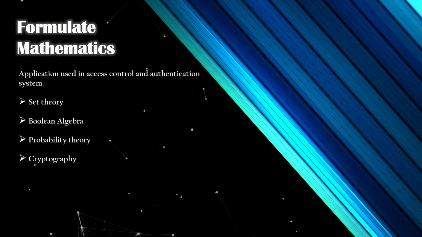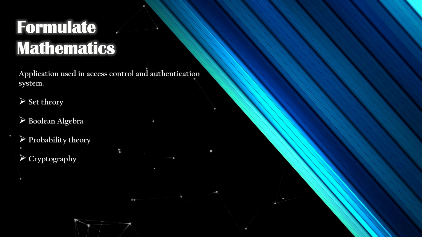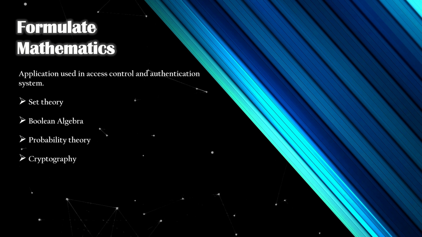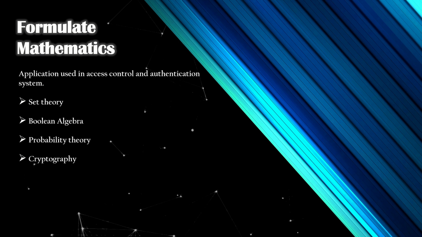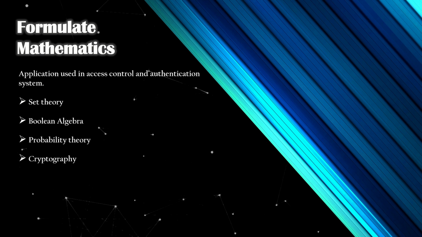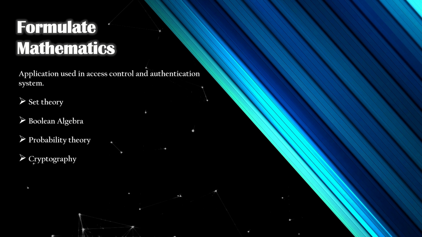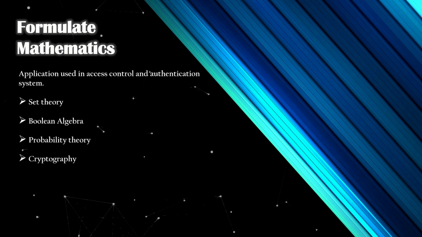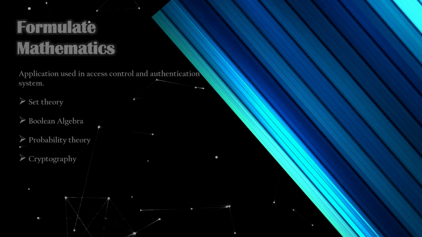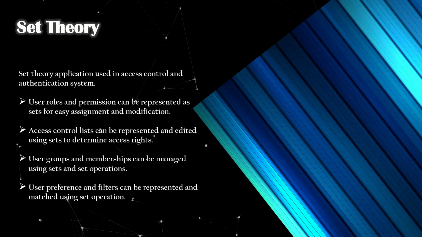Let's talk about the mathematics applied in access control and authentication systems: set theory, Boolean algebra, probability theory, cryptography. We prioritize user privacy by implementing secure authentication methods, such as password hashing and multi-factor authentication. This ensures that only authorized individuals can access personal accounts and protects against identity theft and fraud.